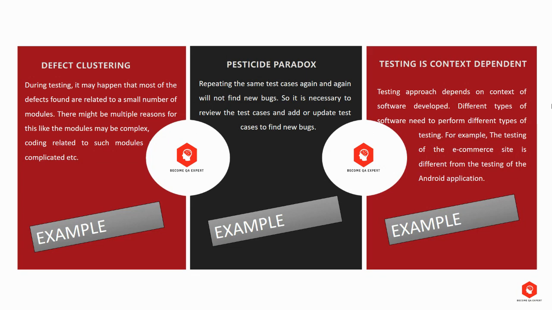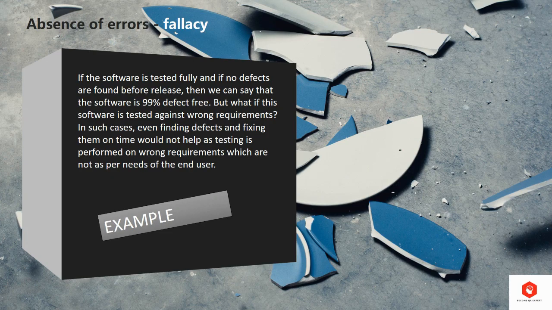Okay, let's go to our last principle. Absence of errors fallacy. If the software is tested fully, and if no defects are found before release, then we can say that the software is 99% defect-free. But what if this software is tested against the wrong requirements? In such cases, even finding defects and fixing them on time wouldn't help, because testing is performed on the wrong requirements, which are not as per needs of the end user.